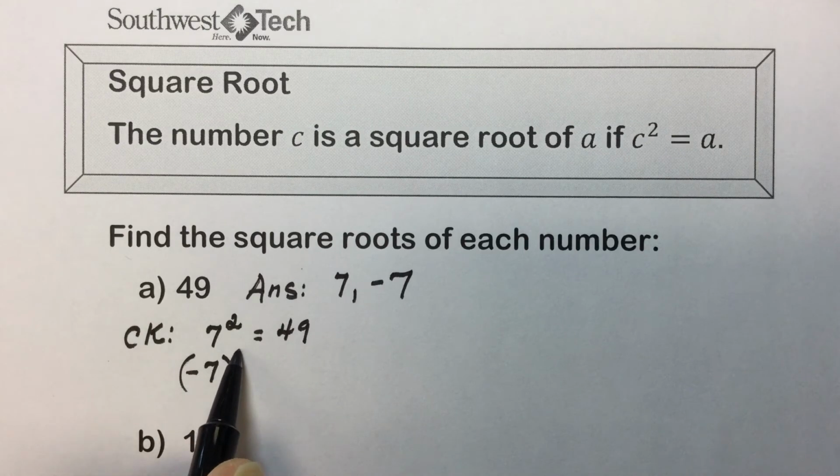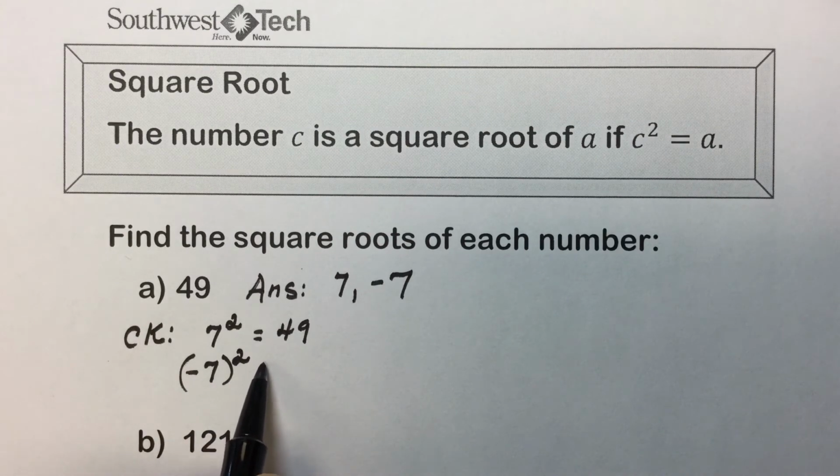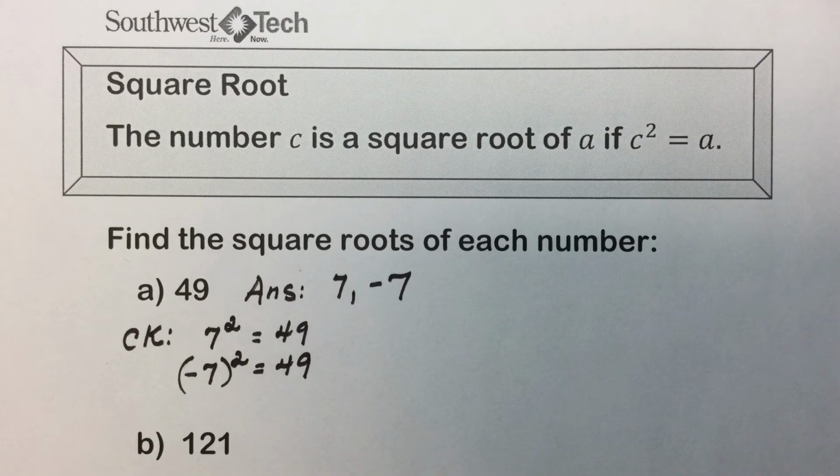a negative times itself is positive, and 7 times 7 is 49. So we have proof that both are, in fact, square roots of this number 49.